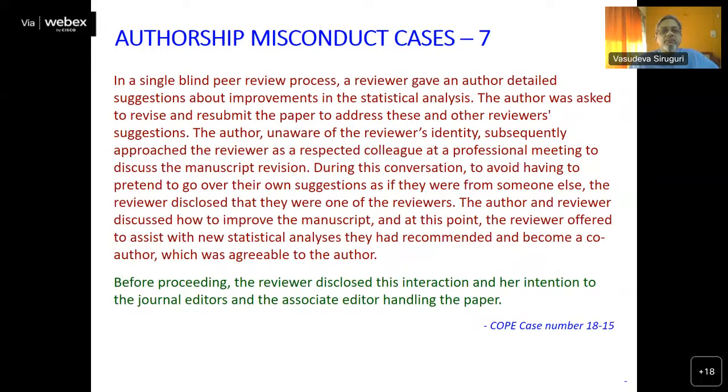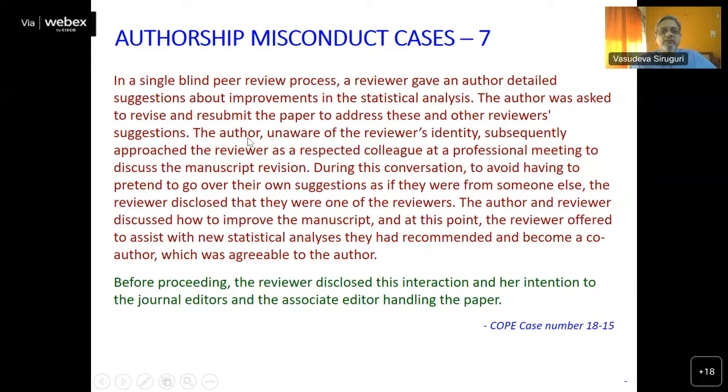Then this is a single blind peer review process where the reviewer gave an author detailed suggestions. See, here what happened was in the peer review process where the author is not supposed to know who the reviewer is. Okay. But then the reviewer gave the author a detailed suggestion on improving some analysis in the manuscript. This is actually unethical on the part of the reviewer, in principle. A reviewer cannot contact the author directly. Okay. And the author was asked to revise and resubmit the paper to address these and other reviewer suggestions.